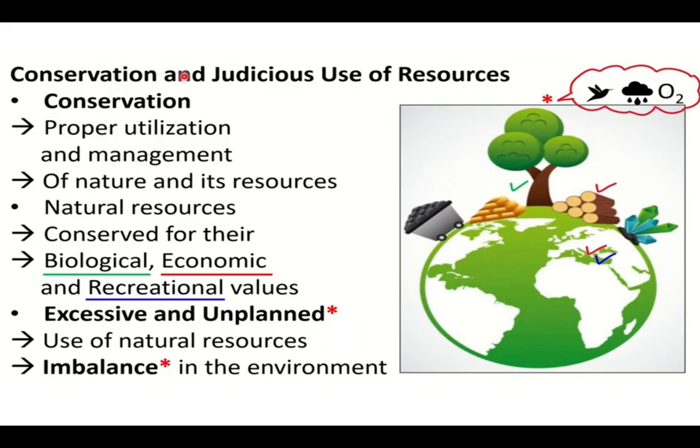Next, conservation and judicious use of the resources. How is this conservation done? Proper utilization and management have to be done. We have to use the resources properly, and the usage of nature as well as the resources should be managed. So proper utilization and management should be done for nature as well as the resources.